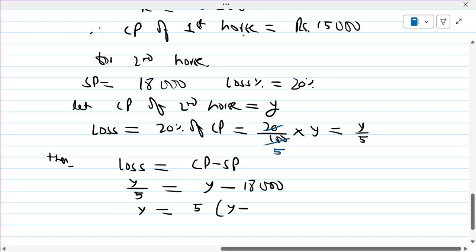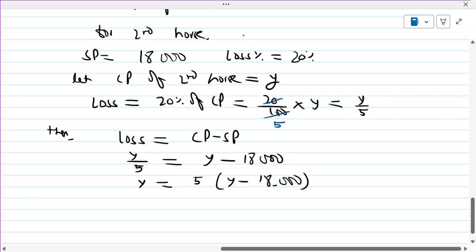So by 5 we get this y minus 18,000 multiplied, is it? And now it will be here y equal to 5 into y, 5y minus 5 into 18,000. 5 into 18,000, so 9, is it 90,000?